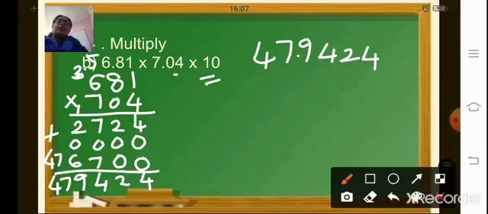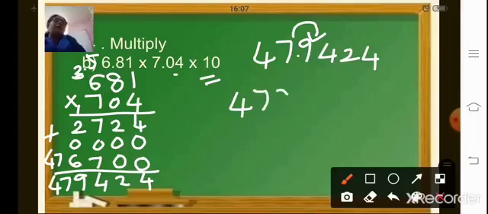Now this number you have multiplied by 10. We have already learned the multiplication of a decimal number by 10, 100 and thousands, correct? So you can just shift the decimal point. When you multiply it by 10, your decimal point will shift one place to your right, that is after 9. So your final answer after multiplying it by 10 will be 479.424.